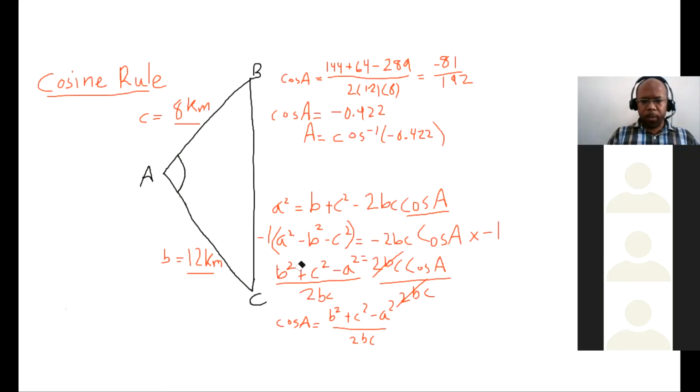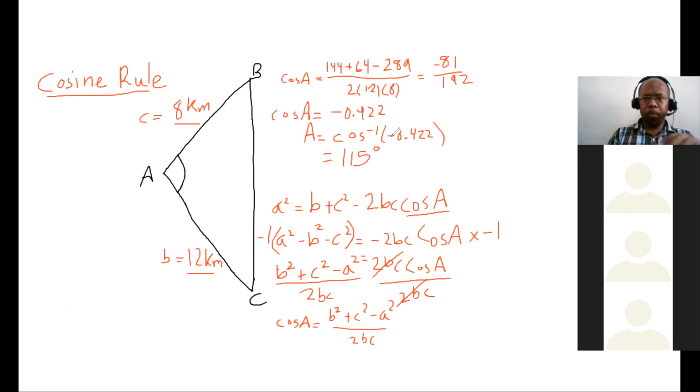What do you get? Some calculators, like mine, I have to type in 0.422, make sure it's negative. Then I have to go to my second button and hit cosine. And I get 114.9. So I can round that off to 115. So my angle is 115. Can somebody tell me how they did it with their programmable calculator?